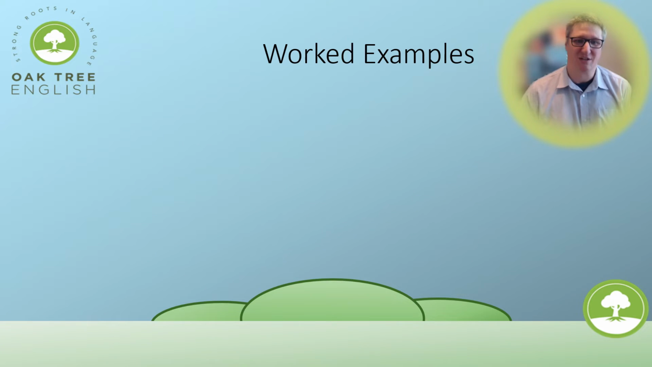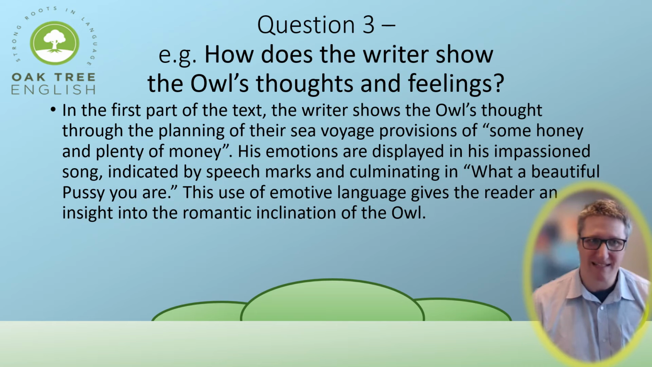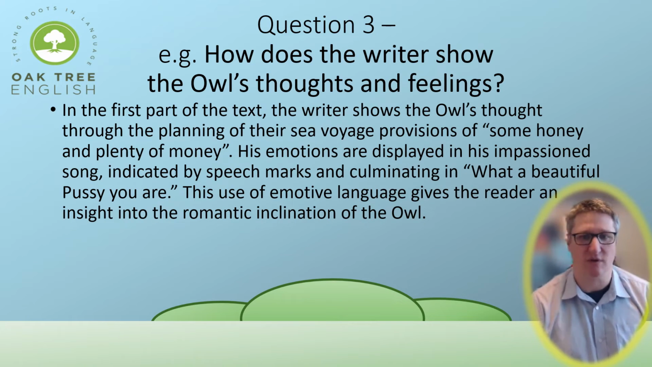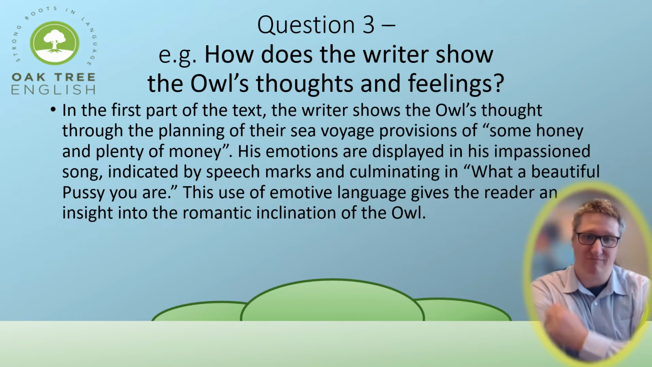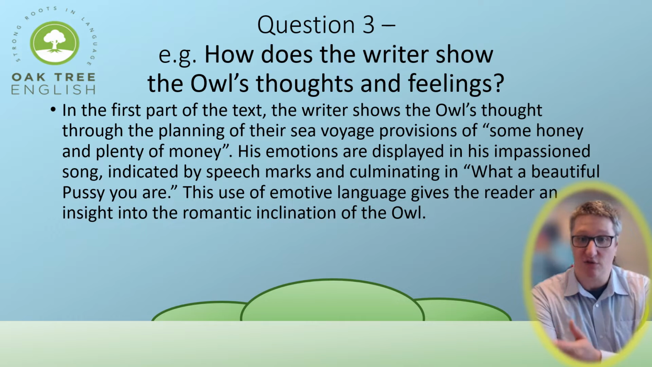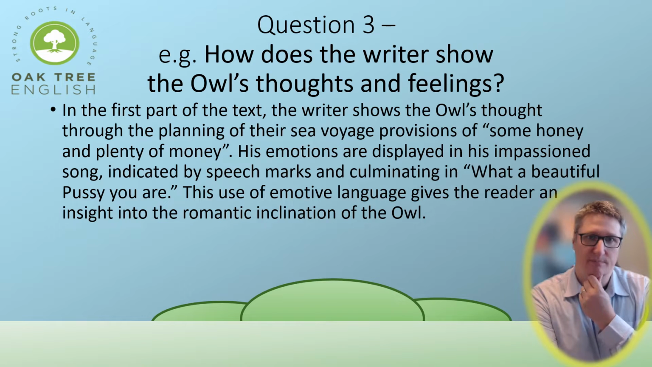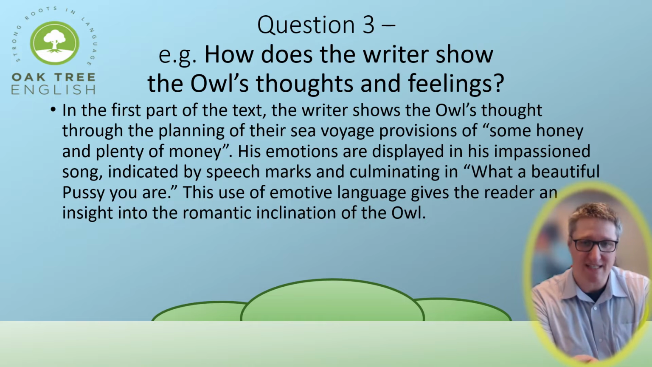Now that you've got that freshly in your mind, let's have a look at some of these questions. So question 3 in component 1, section A, is the "how does the writer show" question, and it's things like thoughts and feelings or emotions or whatever. Now you should aim to use a range of vocabulary. I'll show that more in the next section, but here's a suggestion, just relating it to the first verse.